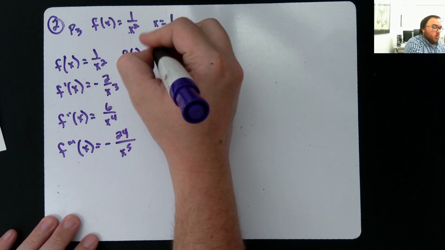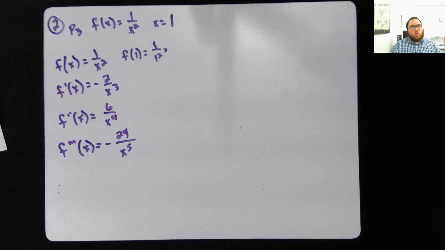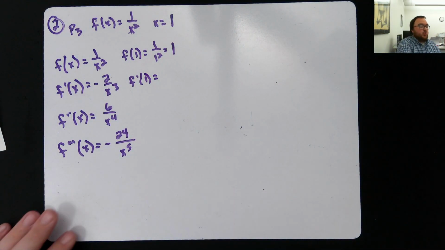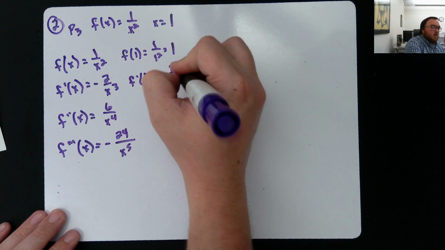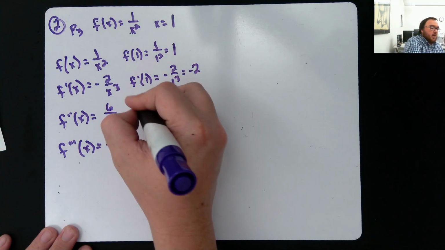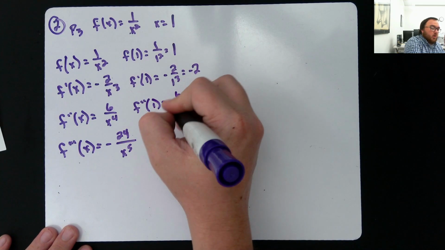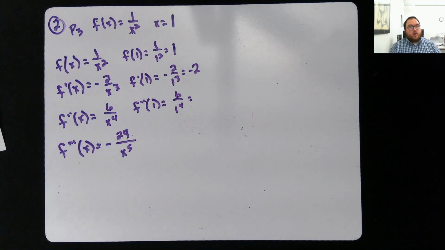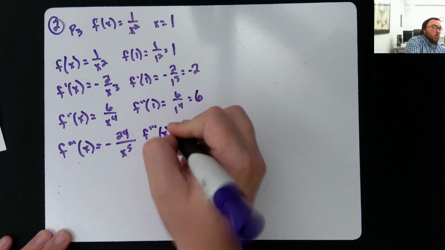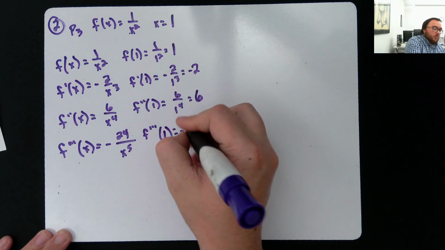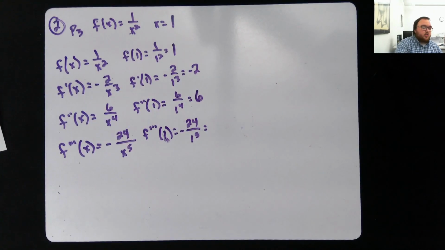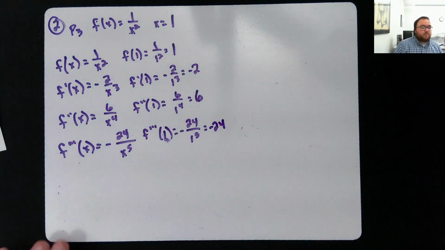F of 1, 1 over 1 squared. 1 squared is 1, 1 over 1 is 1. F prime at 1 is going to be equal to negative 2 over 1 cubed. 1 cubed is 1, 2 over 1 is 2, so that's going to be negative 2. F double prime at 1 is 6 over 1 to the fourth. 1 to the fourth is 1, 6 over 1 is 6. F triple prime at 1, negative 24 over 1 to the fifth. 1 to the fifth is 1. 24 over 1 is 24, so negative 24.